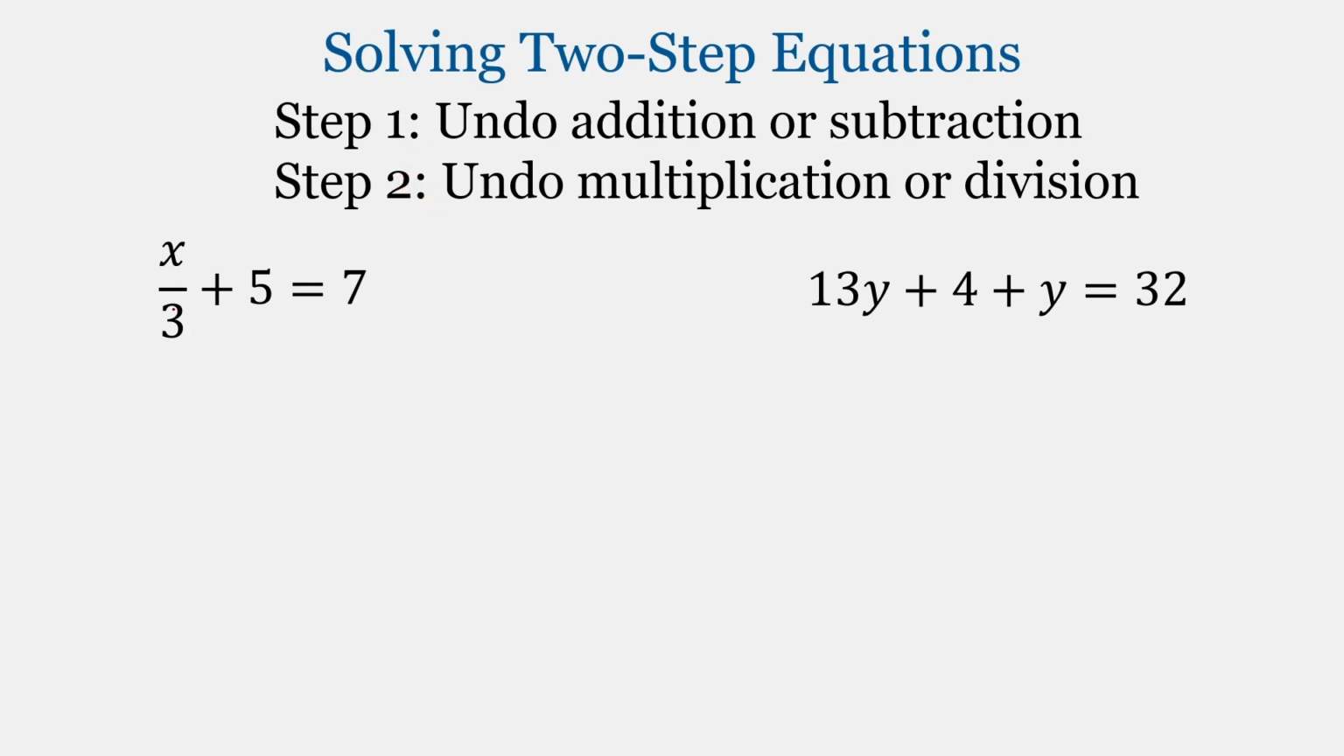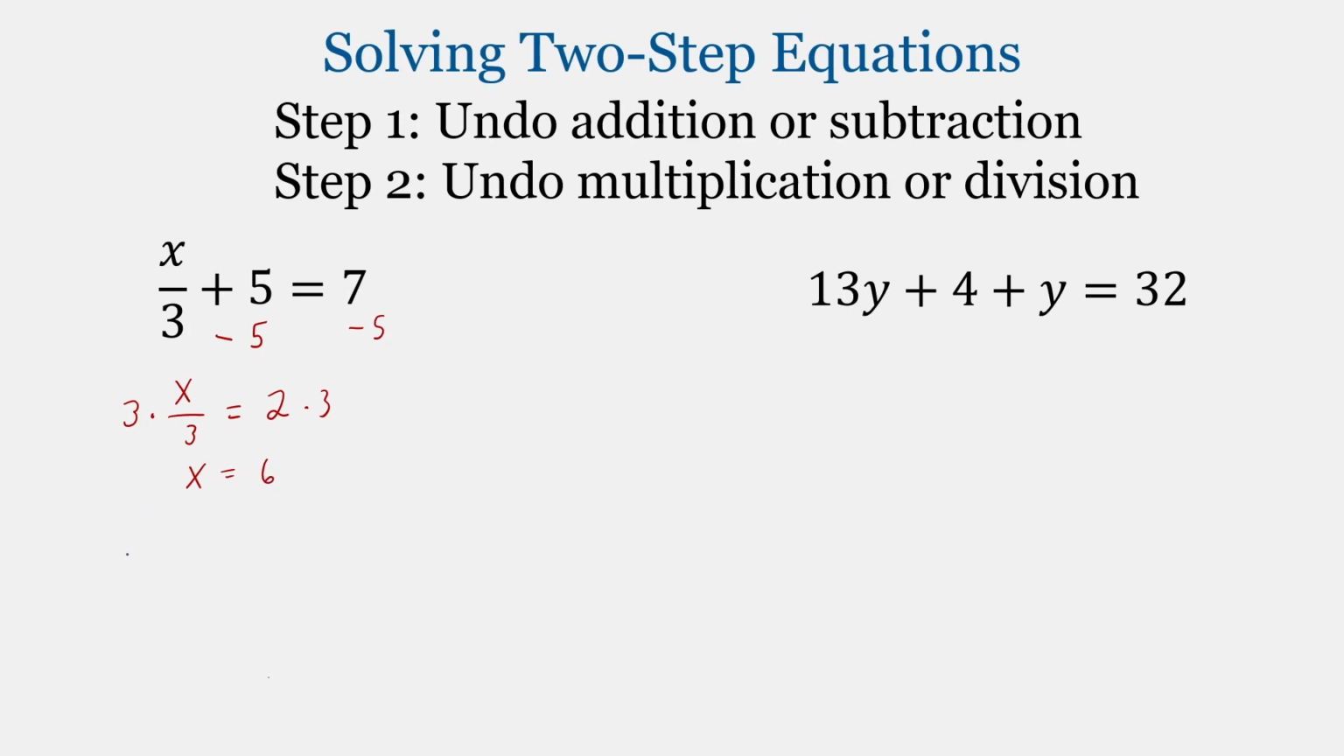So we have x divided by 3 plus 5. To undo that addition of 5, we subtract 5 from both sides. When we do this, we end up with x over 3 equal to, and then 7 minus 5 is 2. This leaves us with x divided by 3. So to undo that division by 3, we multiply both sides by 3, resulting in x equal to 6.